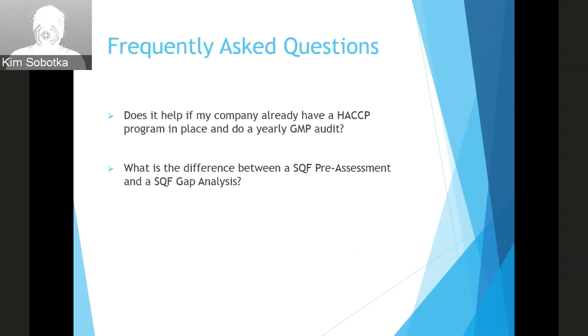So frequently asked questions: does it help if my company already has a HACCP program in place and does a yearly GMP audit? Absolutely. You need to have a HACCP program in place. Again, that's the foundation for GMP. It's the foundation as a food safety plan for the FDA, and it's the foundation for the GFSI audits as well. And then many people ask, can I have a mock audit done?